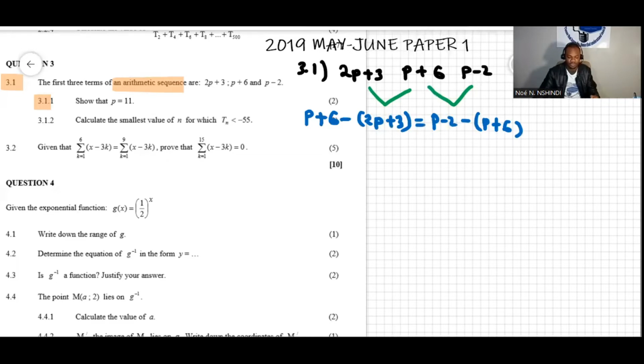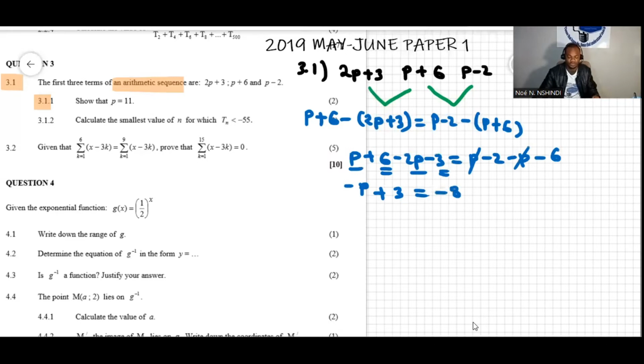(p plus 6). So let's work it out. Let's simplify. If I drop the brackets, this will be p plus 6 minus 2p minus 3 equal to p minus 2 minus p minus 6. At the moment that we drop the bracket, the sign will change. Now p minus 2p, looking at the like terms, makes negative p, and then 6 minus 3 here will make positive 3. Then, equal to, over here p and negative p will cancel, and that will make negative 8.